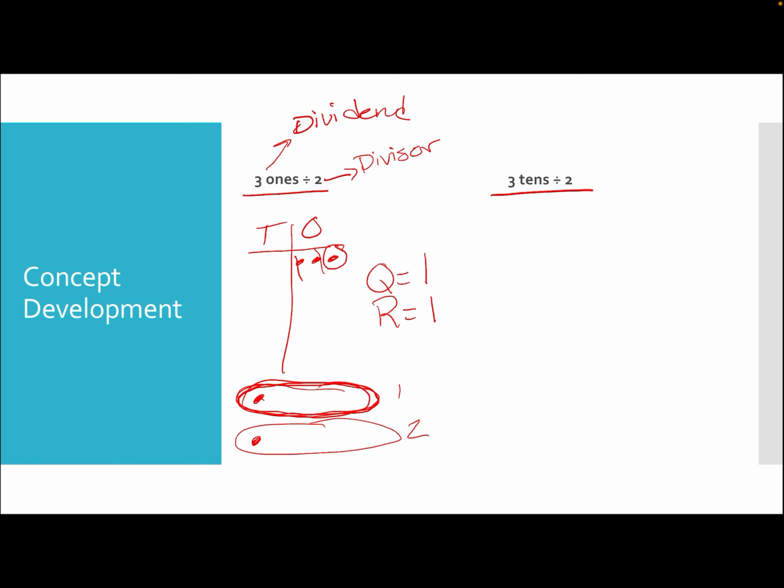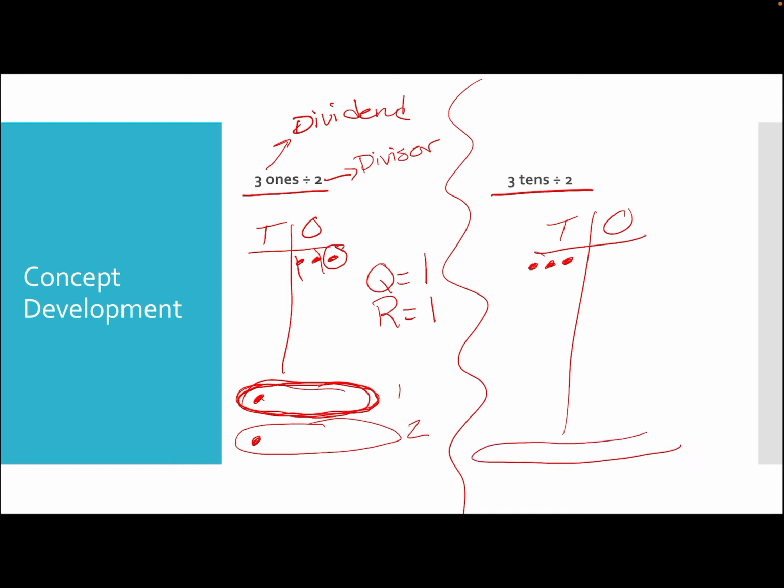Now we're going to move into having 3 tens divided by 2. So I'm going to do the same thing with my place value chart, tens and ones, and I have 3 tens, 1, 2, 3. And it tells me that I need to split these 3 tens into 2 equal groups. So I'm going to create 2 groups here, 1, 2, and I'm going to split it down the middle because I have tens and ones in this case. So I'm going to start with my tens column, and you can see it just says we have 3 tens, no ones. That's why there's nothing in the ones column.